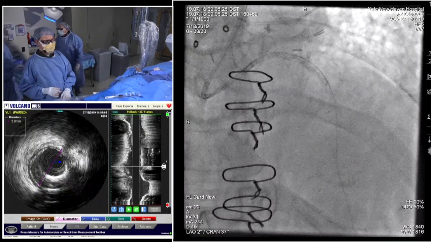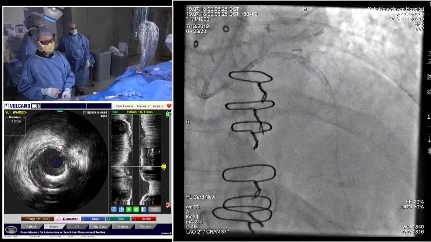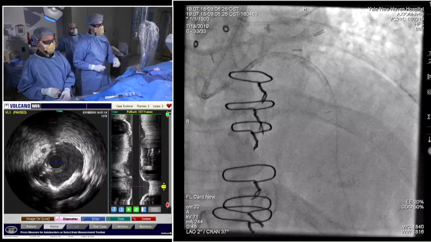What's the overall length, though, you need? Can you get it with a single stent, or do you have to put in 2 stents? No, it's more than a 38. Okay.